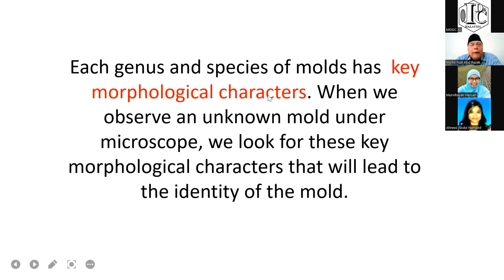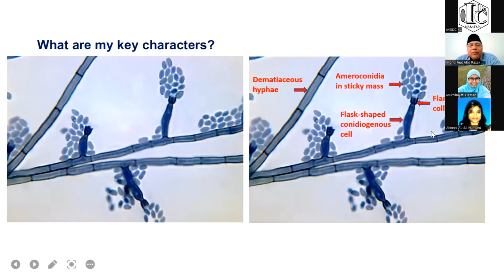Okay, so each genus and species of molds has key morphological characters. If you don't learn these key morphological characters, you will depend heavily on comparing what you see under the microscope with photos in the atlas. Okay, when we observe an unknown mold under the microscope, we look for these key morphological characters that will lead to the identity of the mold. Okay, so I have two examples. One is this fungus. If you see something like this under the microscope, then you have to look for key morphological characters.